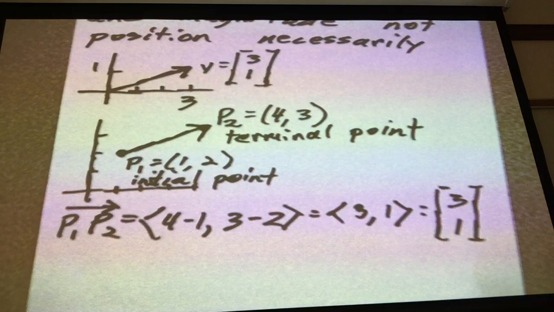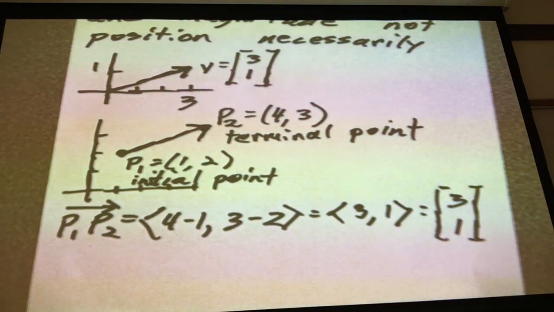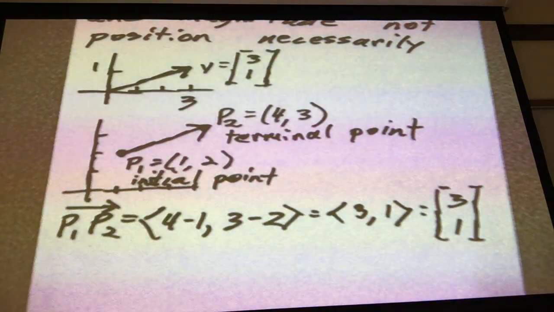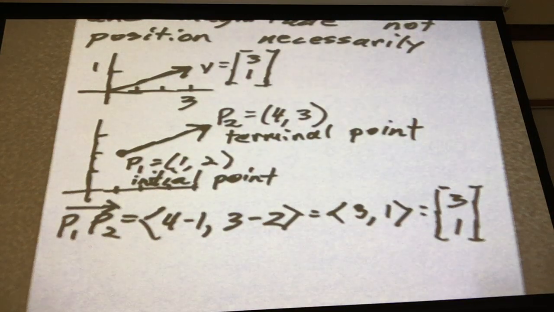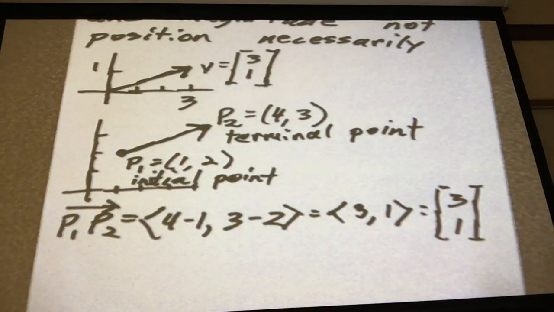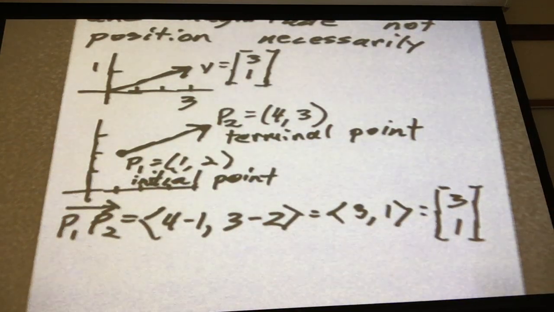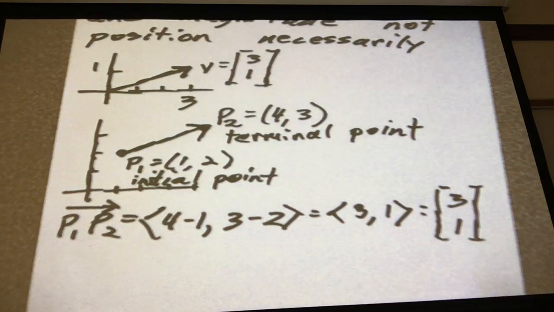Now both of these are, well, say parallel. It's the same vector, 3, 1, but this one's out in space, and that one's just the generic one that is attached to the origin. Okay?